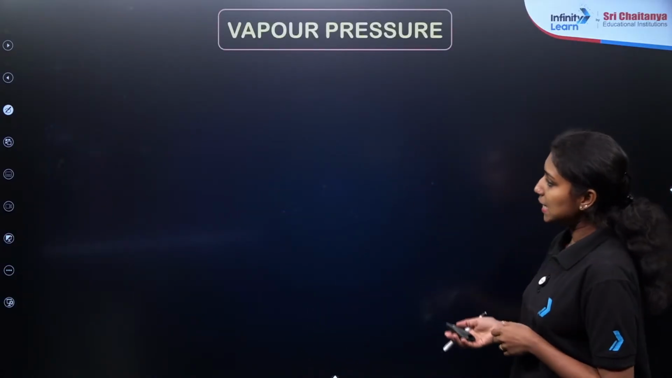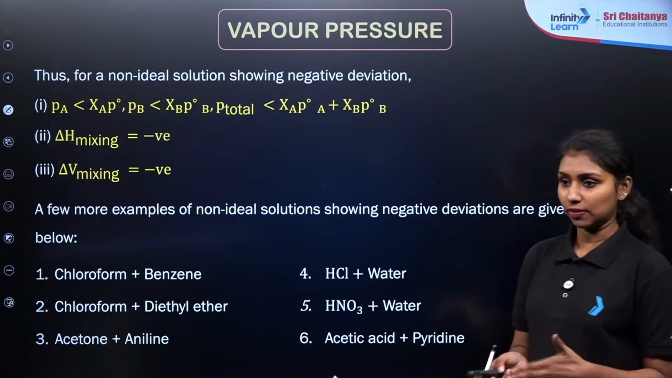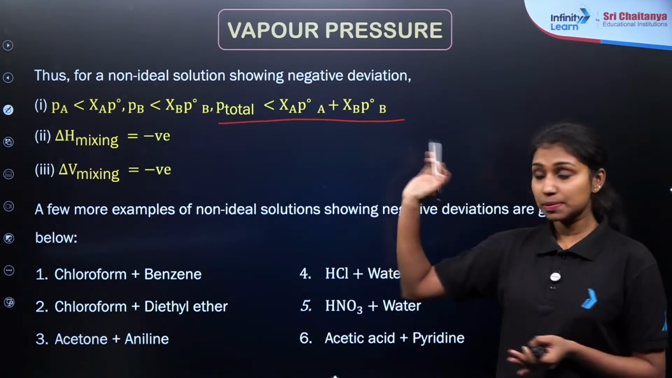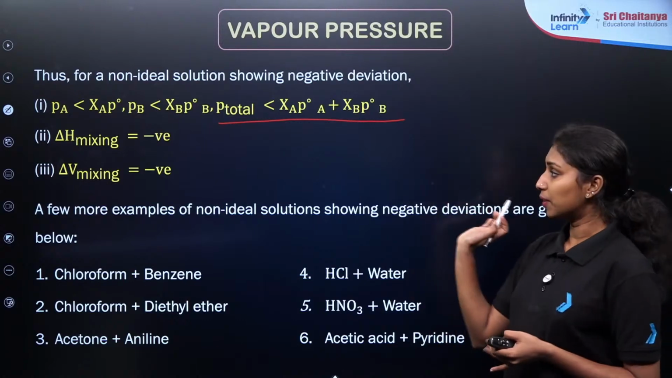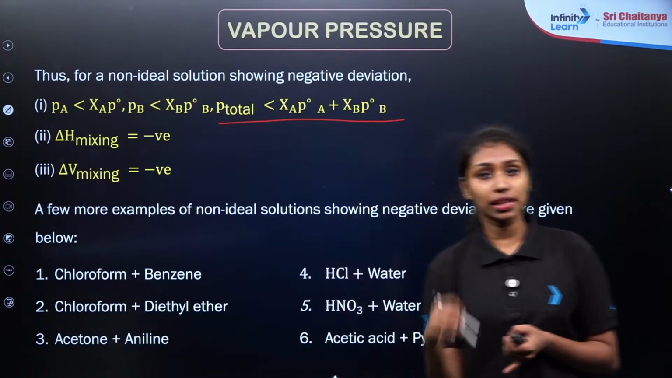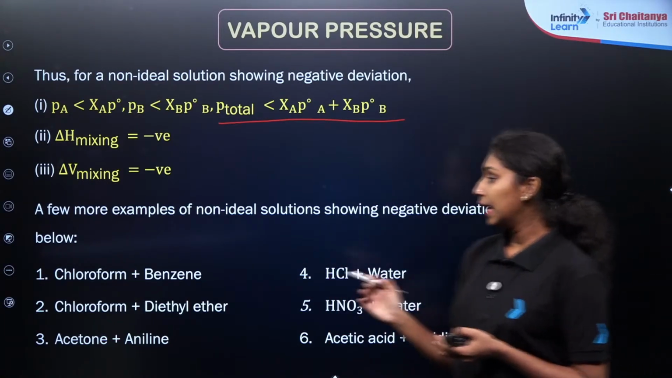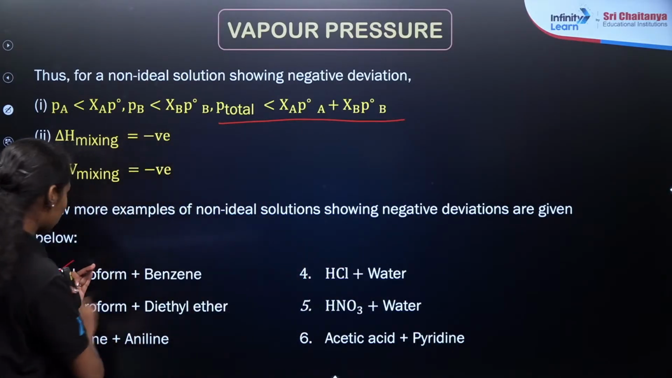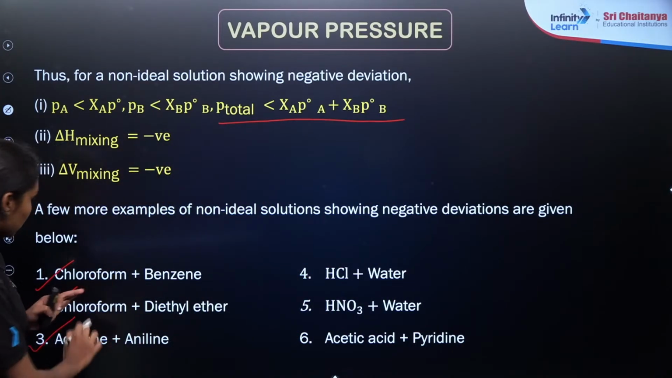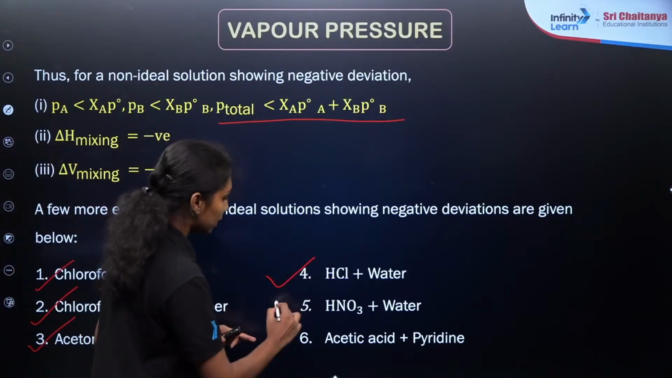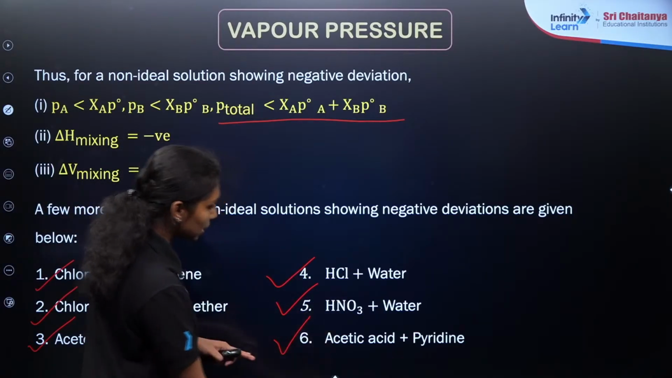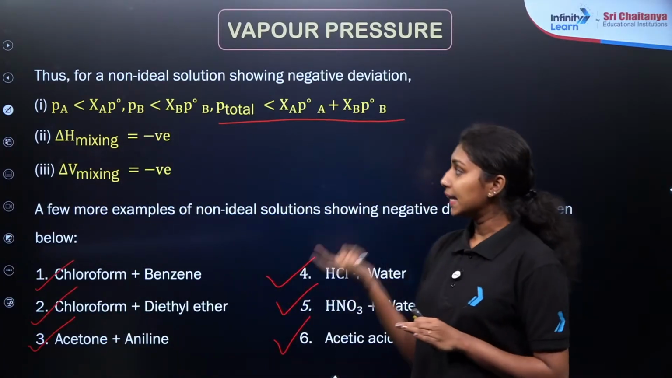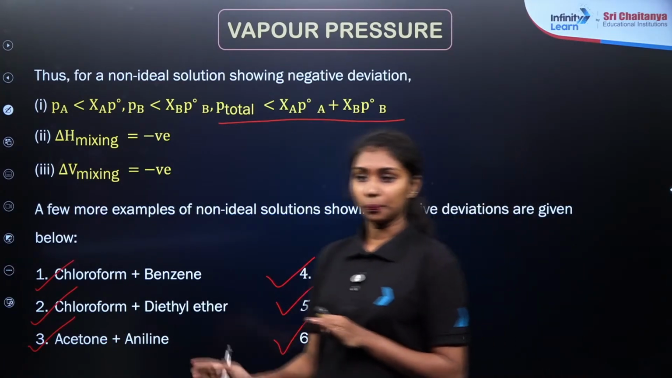Yes, again the conditions given here are just the opposite of the positive deviation. What will happen to the total pressure? It is less than the pressure expected from Raoult's law, right? Then delta H mixing and delta V mixing are negative here. Again, some of the examples given here: chloroform plus benzene, chloroform plus diethyl ether, acetone plus aniline, HCl plus water, nitric acid plus water, acetic acid plus pyridine. These are the examples of non-ideal solutions showing negative deviation, which are given in the NCERT. Clear?